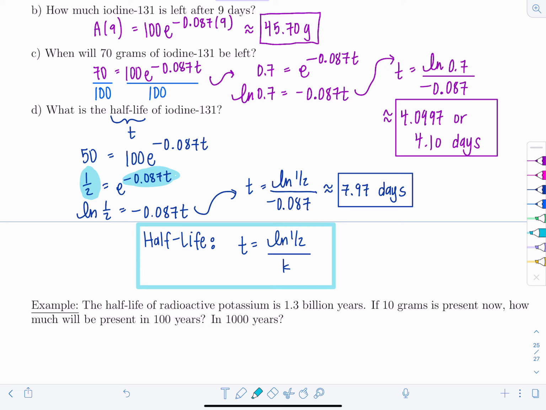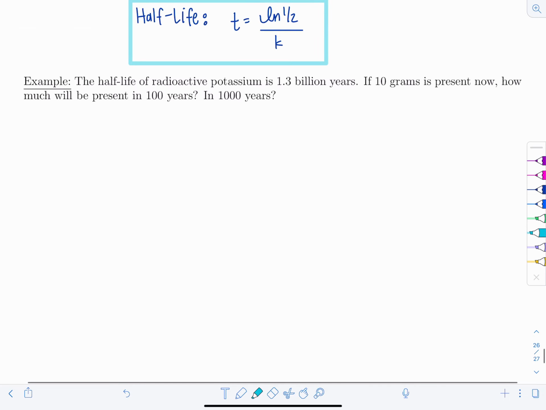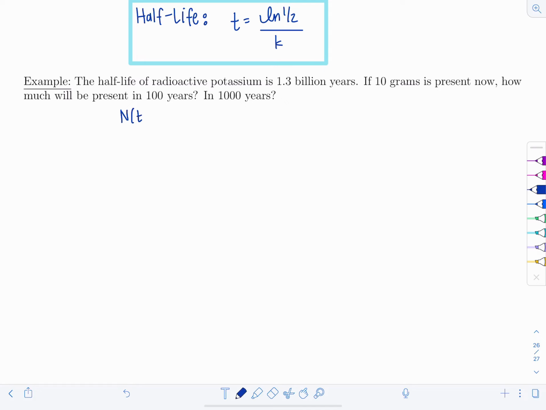Okay, one last example. It's a fun one. So the half-life of radioactive potassium is 1.3 billion years. Can you believe it? Okay, if 10 grams is present now, how much will be present in 100 years? And then how much will be present in 1,000 years? Okay, so we're going to use our decay model. N of t equals n naught e to the kt. They gave me n naught. They said 10 grams is present now. So I'm going to rewrite this as n of t equals 10 e to the kt.